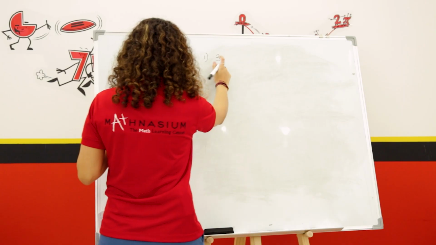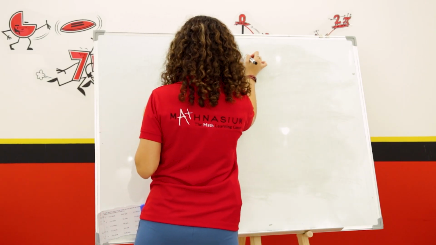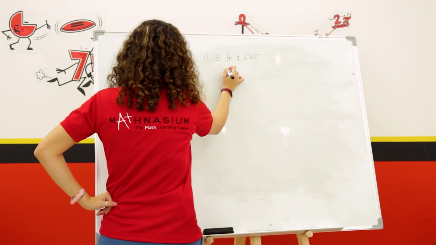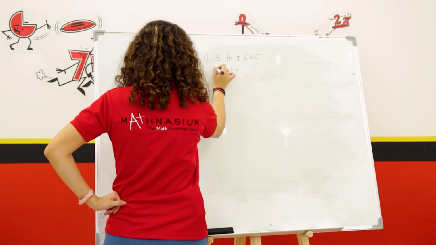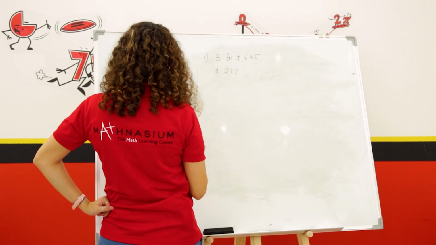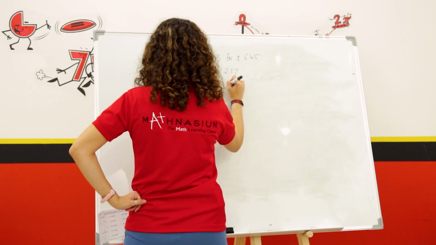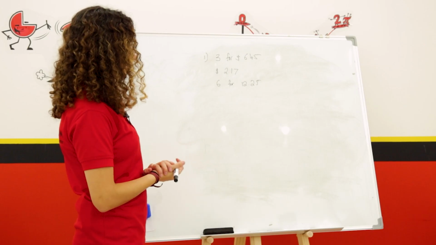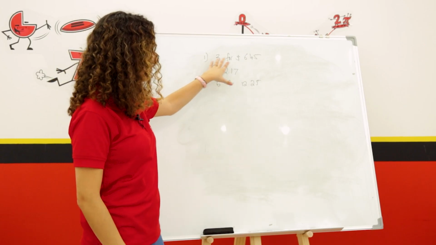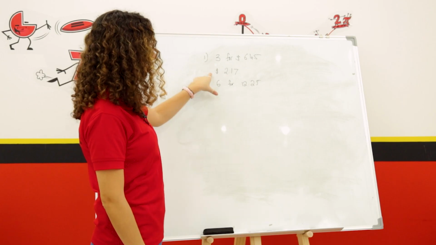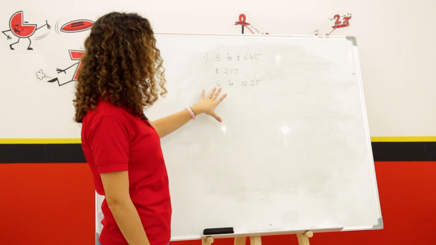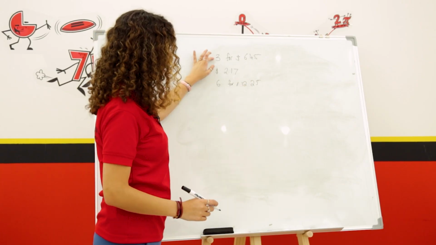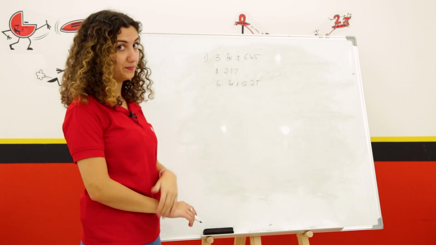So if I'm selling 3 items for $6.45, or I'm selling 1 item at the price of $2.17, or I'm selling 6 items for $12.25. These are your options. So either you buy a pack of 3 for $6.45, you buy 1 item for $2.17, or you can buy 6 of them for $12.25. I want to know which one is the cheapest per item.